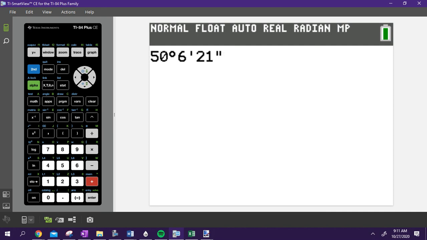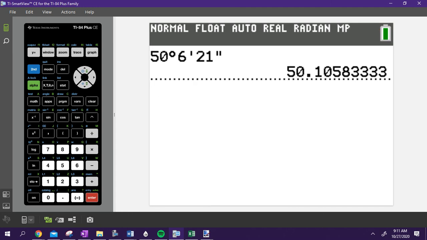Once you've typed that in degrees, minutes, and seconds, all you got to do is hit enter. And it gets me 50.106, just like we wanted. Makes sense on that one. We can go the other way as well. So look at the other one.